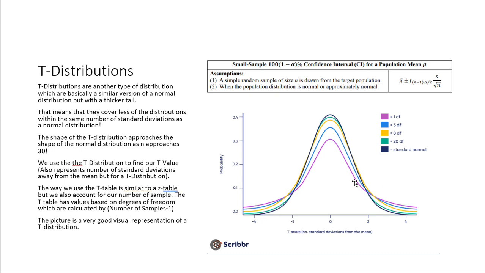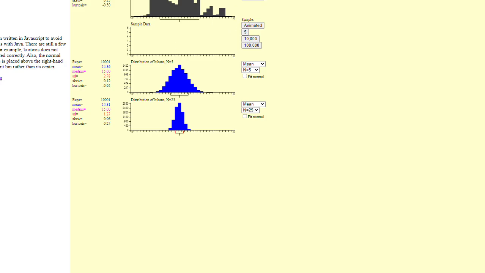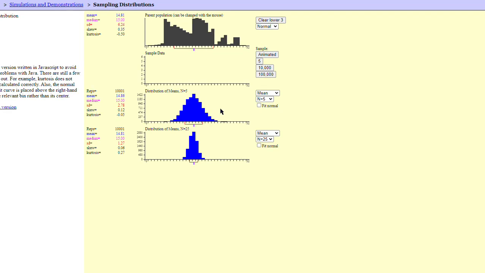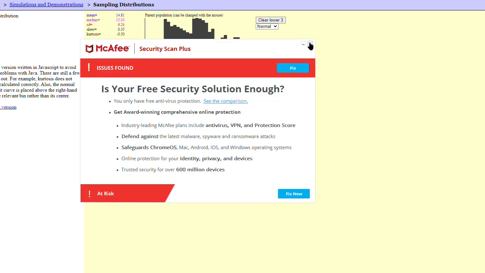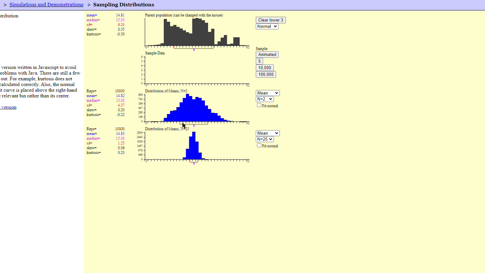Remember how we talked about our sampling distribution example right here, where the higher the sample size, the more normal it is, and the lower the sample size, like let's try with a sample of 2, we can see that we have thicker tails. So this is in fact a t distribution. It's symmetrical, kind of like a normal distribution, but it has thicker tails. Within the same number of standard deviations, we might be covering a lower percentage of the data. A t distribution ultimately depends on the number of samples. The more samples you have, the more normal our t distribution is going to look, and the way we go about it is going to be different. Hopefully that makes sense to you.